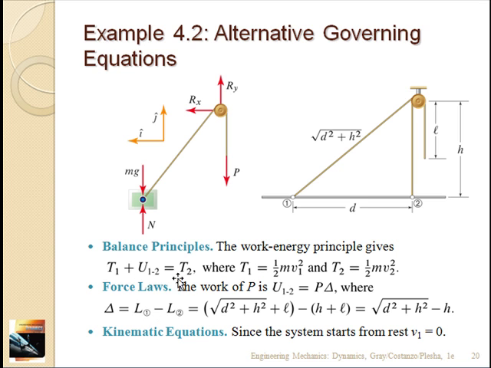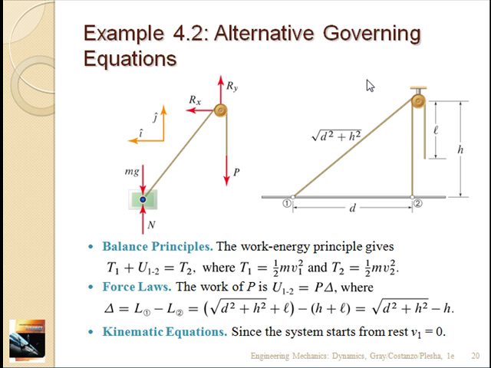So T1 plus U12 is T2, that we've seen before. And the work of P is P times delta, where delta is the distance this travels. And then if you know how far this travels, you can figure out how far this will travel. So delta is L1 minus L2, where the 1 and 2 are these positions here. It's a change in the initial and final length. So it's the square root of d squared plus a squared plus little l, which is this distance, minus h plus l, which is this distance. And so this is the square root of d squared plus h squared minus h.